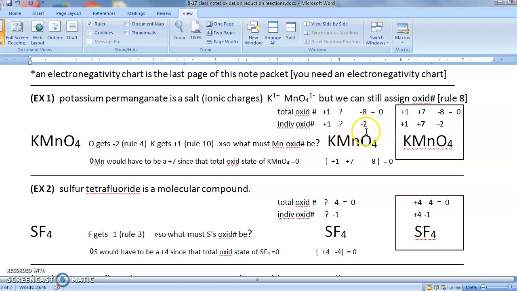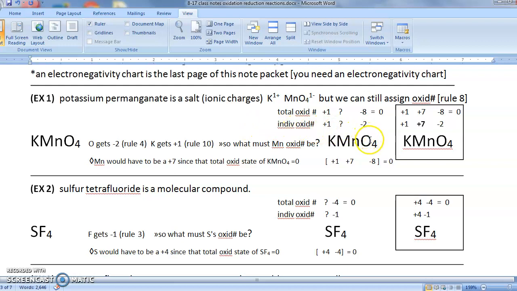So we come over here. The oxygens get their -2. The potassium gets their +1. The total oxidation numbers for KMnO4 must equal 0 because KMnO4 overall does not have a charge.